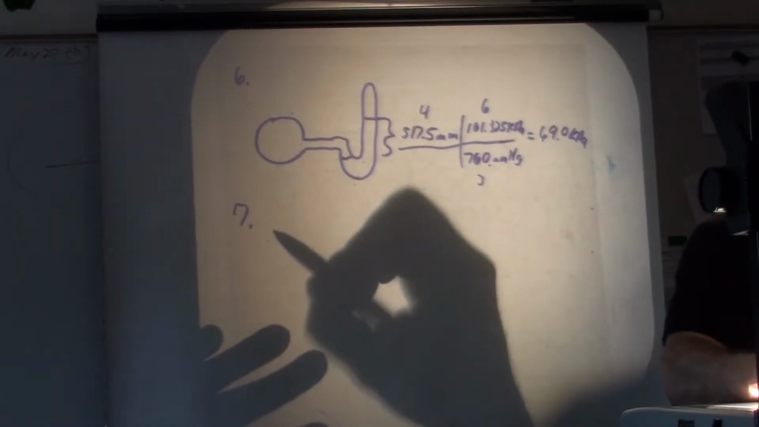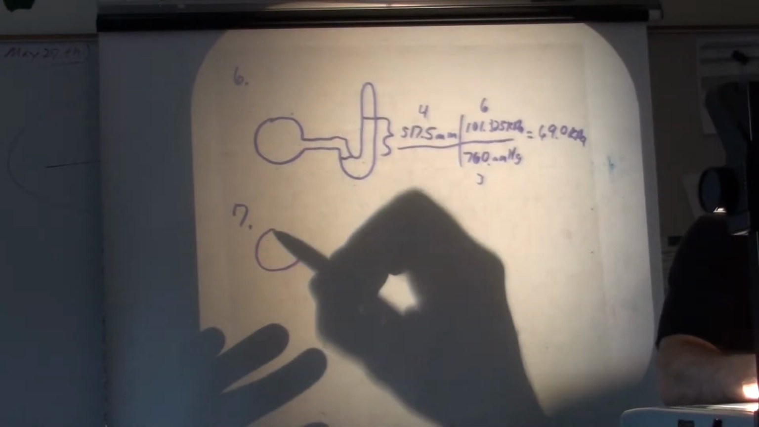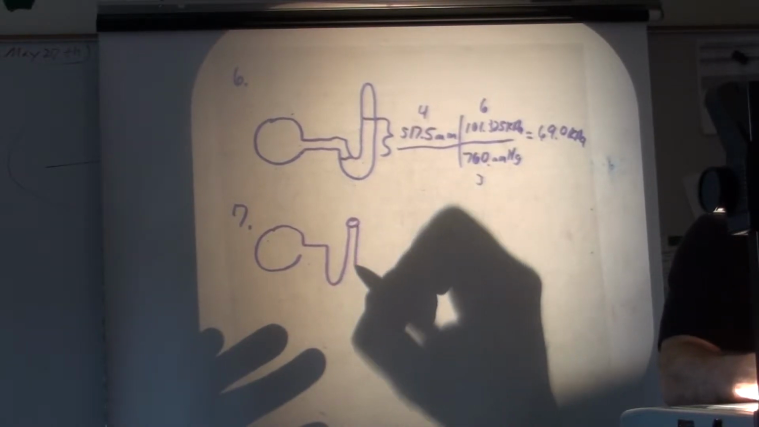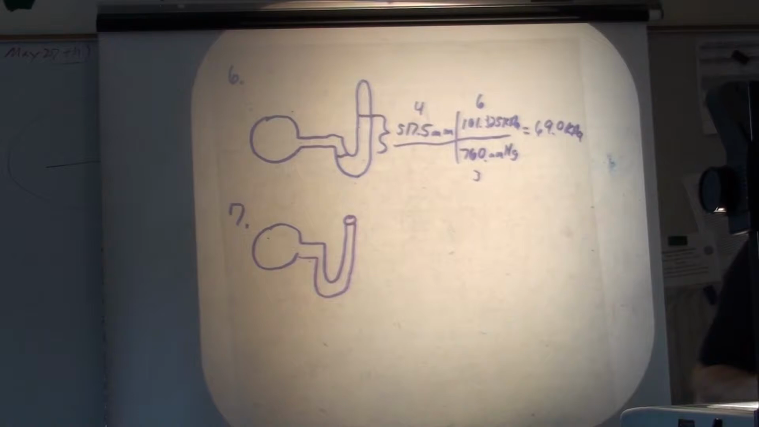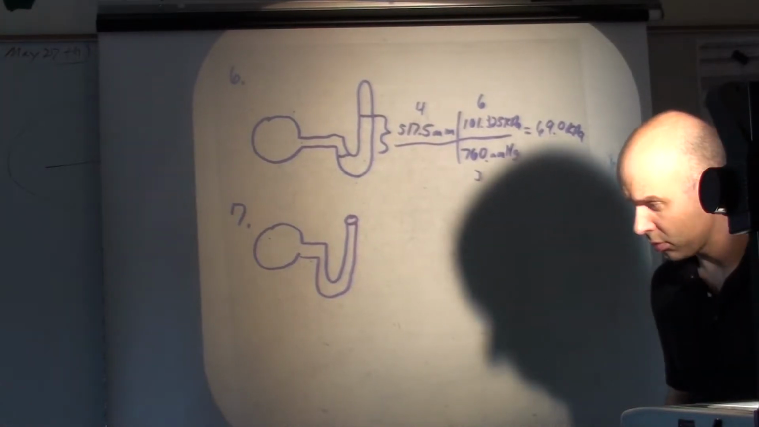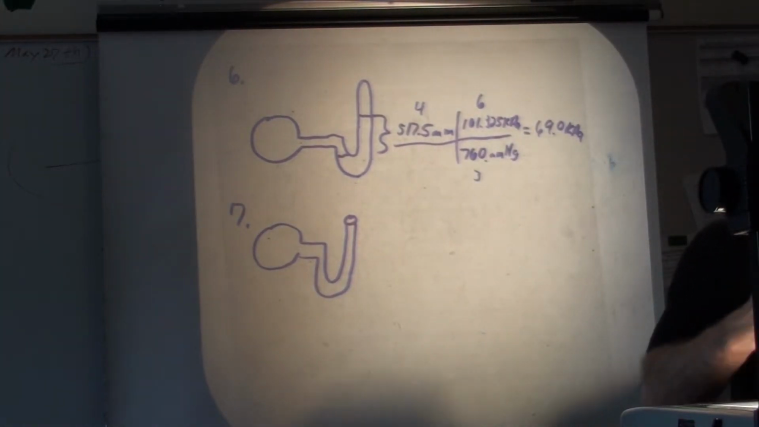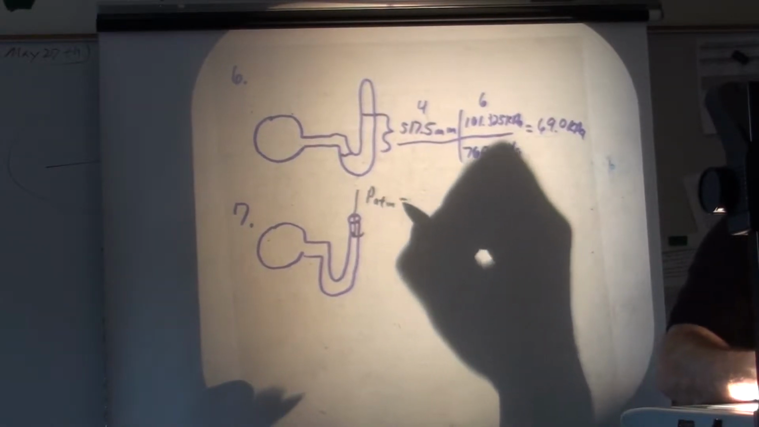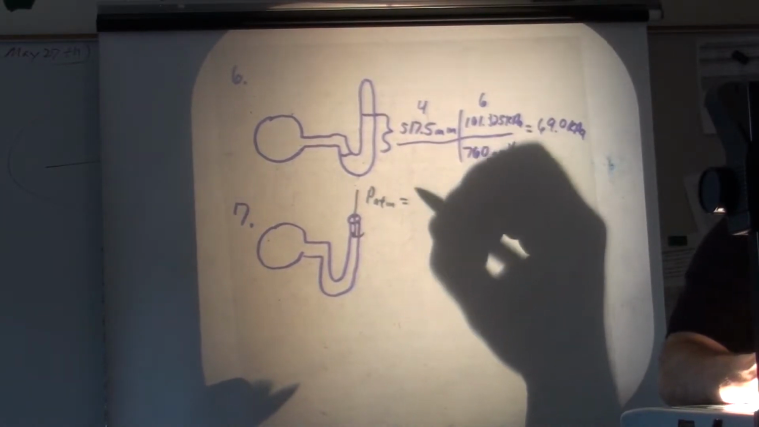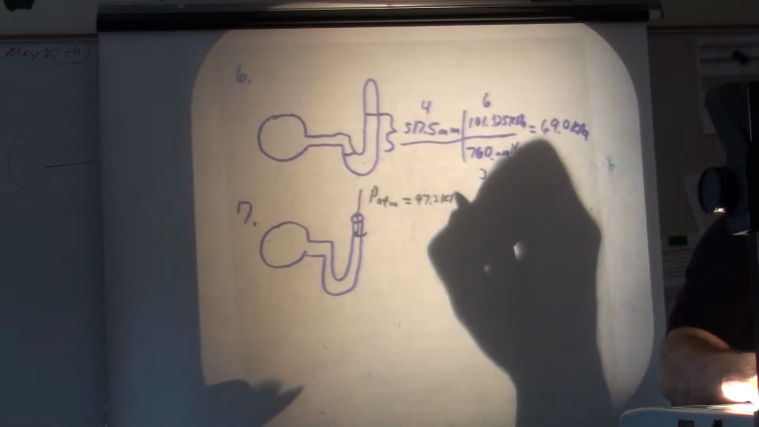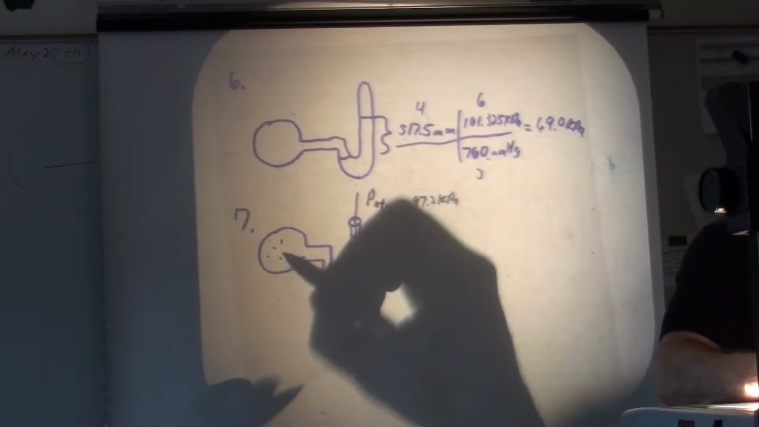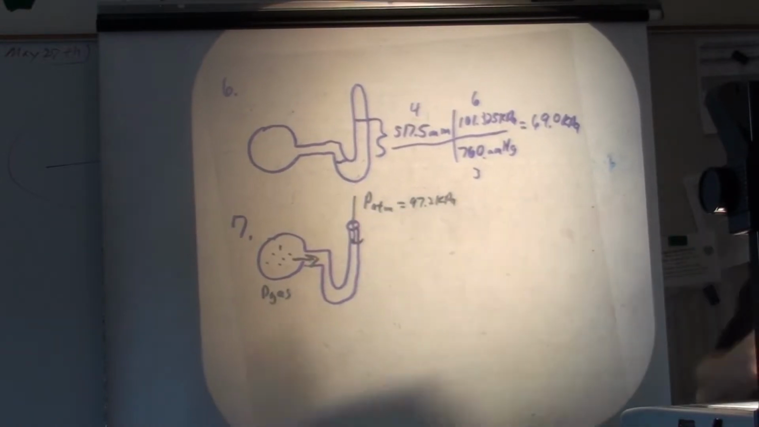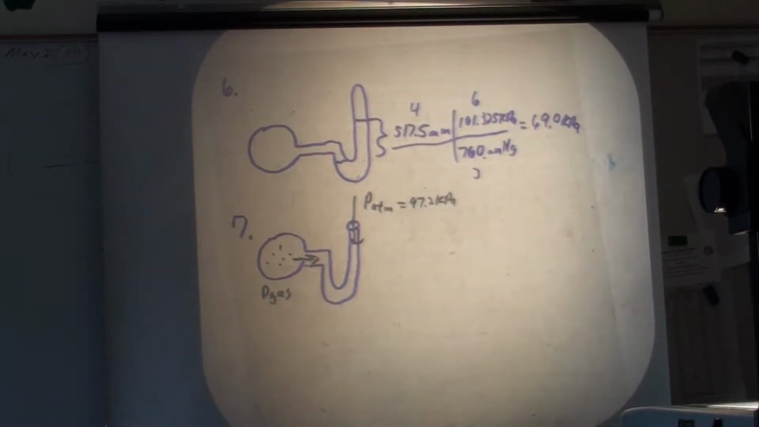Number 7, we've got an open manometer. With the open manometer, we have to do a little bit of thinking. You've got the air pushing down, and the pressure of the atmosphere is 97.2 kPa. Then you've got the gas pushing, and you have to figure out which one's stronger.